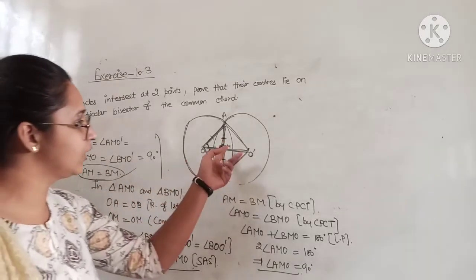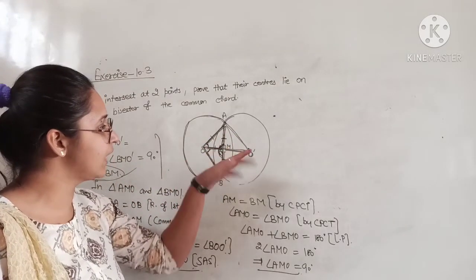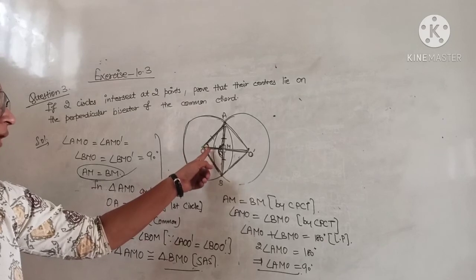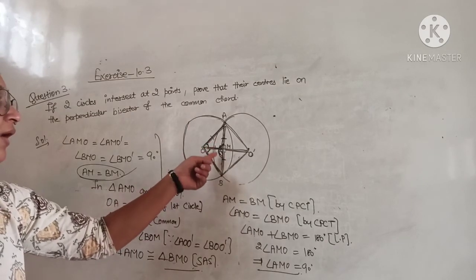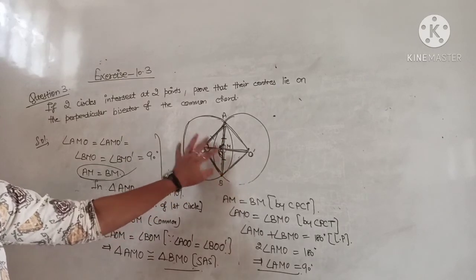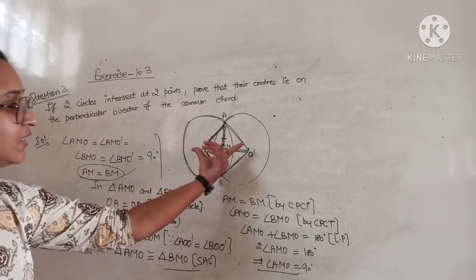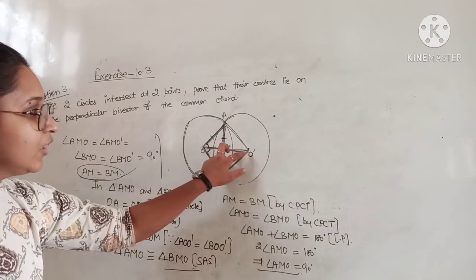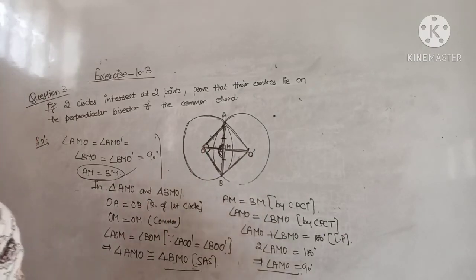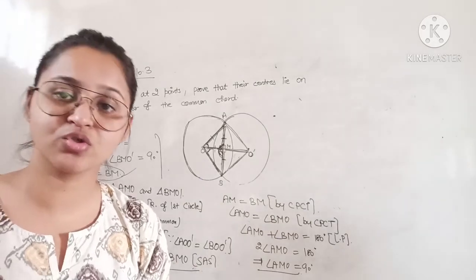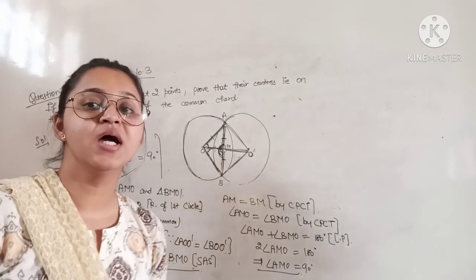In the same way you can take these two triangles and show that these two angles are 90 degrees. So first we took the bigger triangles and proved these two angles are equal. Then we took the smaller triangles, upper and lower, and proved AM is equal to BM and this angle is 90 degrees. It means their centers are lying on the perpendicular bisector. This OM and O dash M is the perpendicular bisector, as it is making an angle of 90 degrees and it is bisecting the chord. So this is question 3 of exercise 10.3.